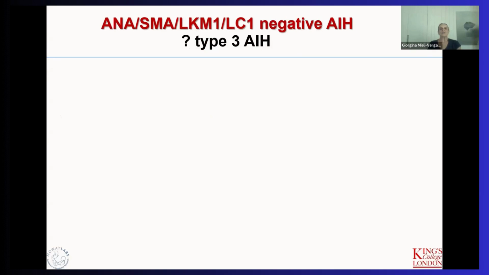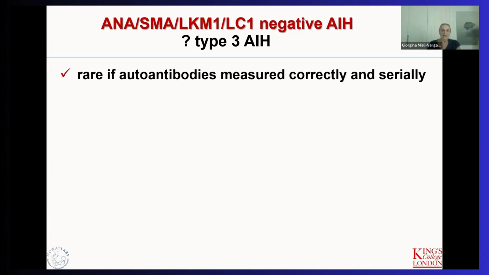What about the negative autoimmune hepatitis? Now, this is something that has become more fashionable more recently. Is it a type 3 autoimmune hepatitis? Does it exist really? Certain centers do describe it and insist that it does exist. We think that it is rare, but it does exist. It's rare if the autoantibodies are measured correctly and serially. This is an important point.